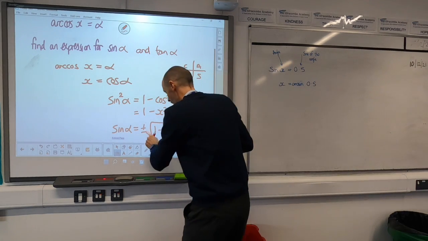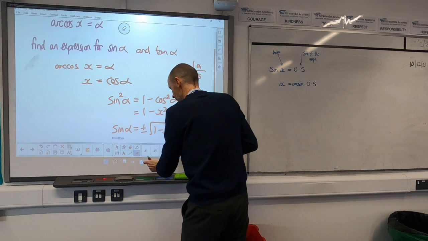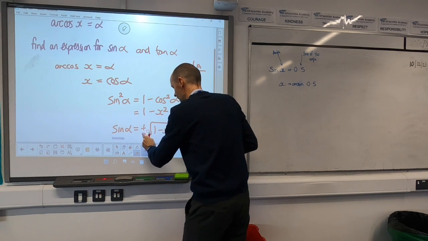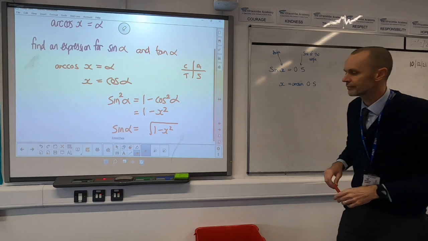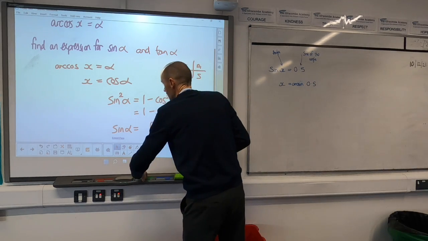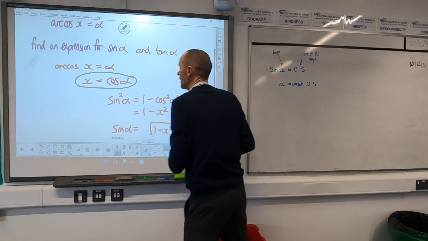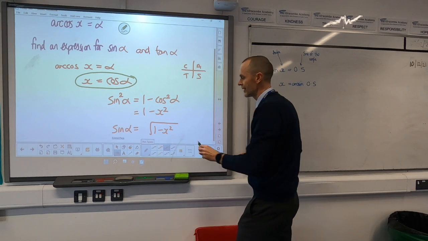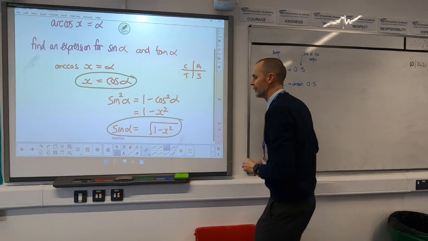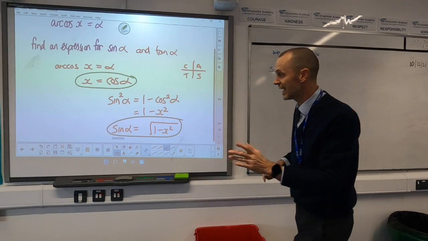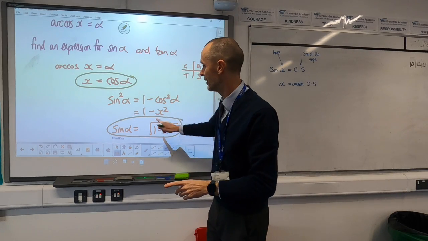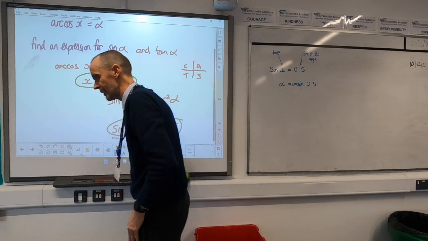So actually, I don't need to worry about the negative, it's just positive. Cos alpha is x, sine alpha is plus the square root of 1 minus x squared, so tan alpha will just be that over that. Tan is sine over cos.